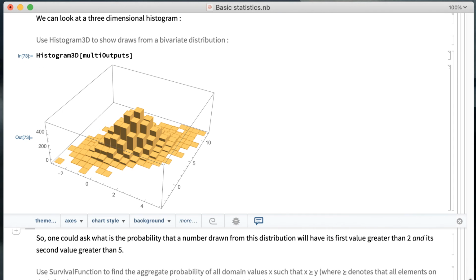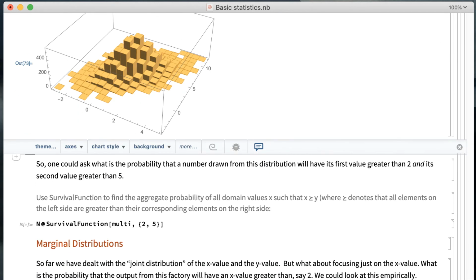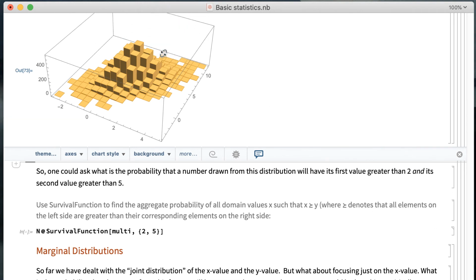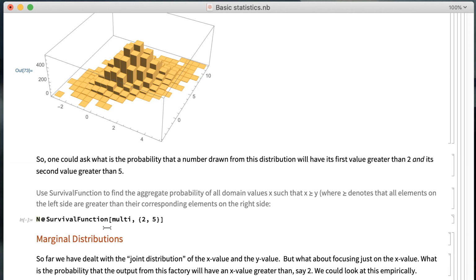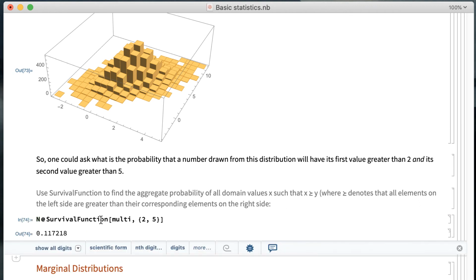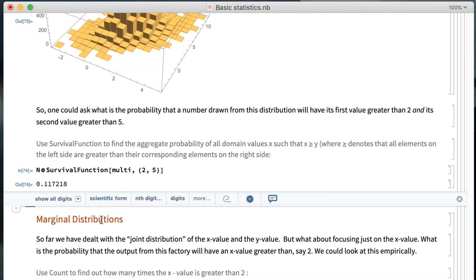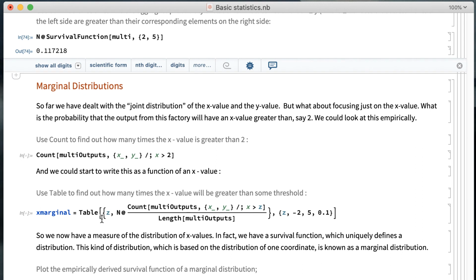So again, we could ask questions about this. We could ask, hey, what's the probability that a random variate drawn from this will have an x value greater than 2 and a y value greater than 5? So we're sort of asking about the cumulative probability of being in this zone here. I can use the survival function to do that. The N, as you may recall, just says get me the numeric value of it. And it turns out that has an 11.7% probability. All right, that's joint distributions very quickly.